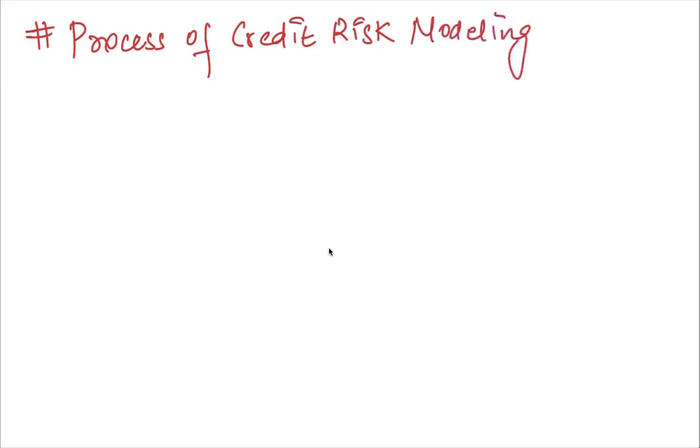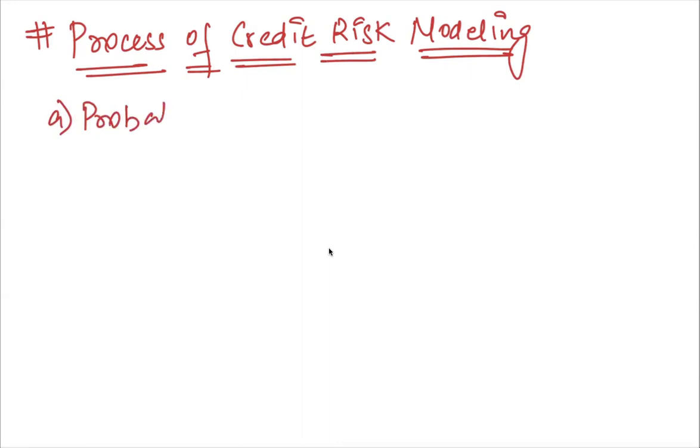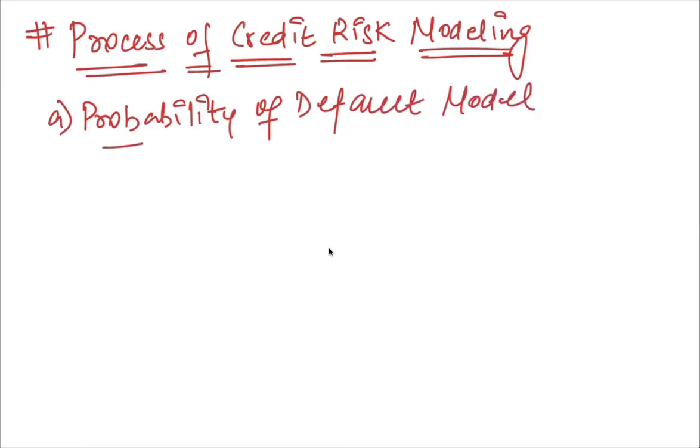Now let's understand the process of credit risk modeling. In this video, let's understand the process of credit risk modeling. Specifically, let's talk about the probability of default model. So let me first write the steps and then let me make you all understand each and everything.